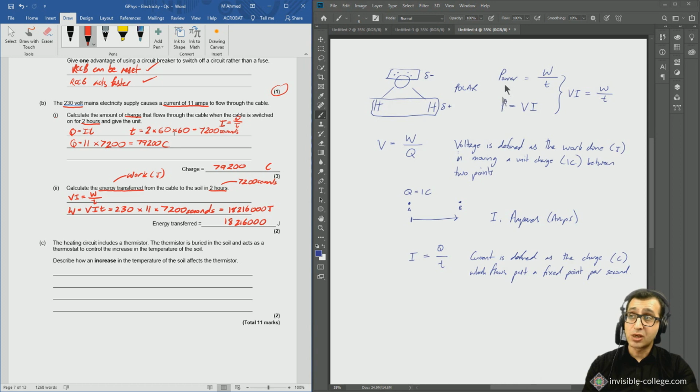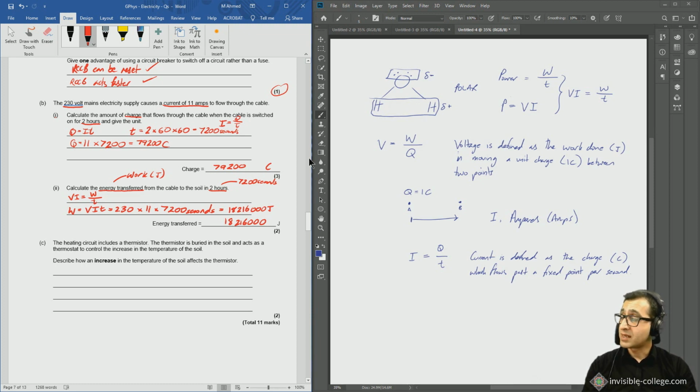you can equate the other side of those equations to each other, and then you can simply substitute the values. So I think this was the one part of this question that most of you found particularly challenging. But there's your solution. So finally, the heating circuit includes a thermistor.